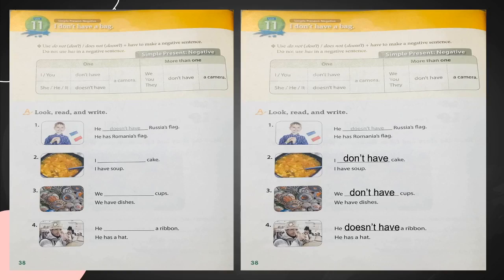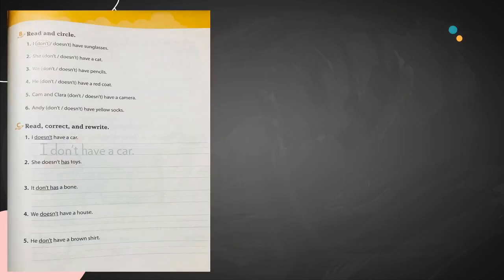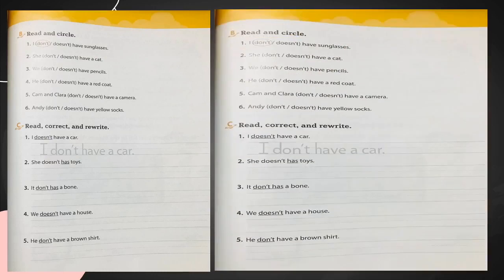Now let's move to the next one, related to our page 39. The first one, letter B, you need to read and circle. Number 1, I don't have sunglasses. Very good. Number 2, she don't or she doesn't? Good. The correct one is she doesn't have a cap. Number 3, we don't or we doesn't have? We don't have a pencil, right? Number 4, everyone. He doesn't or he don't? As you know already, for third person singular we use doesn't, right? So he doesn't have a red coat.